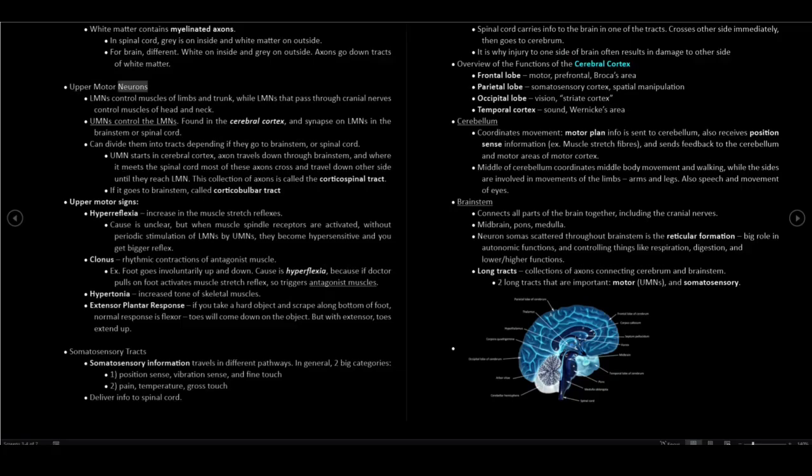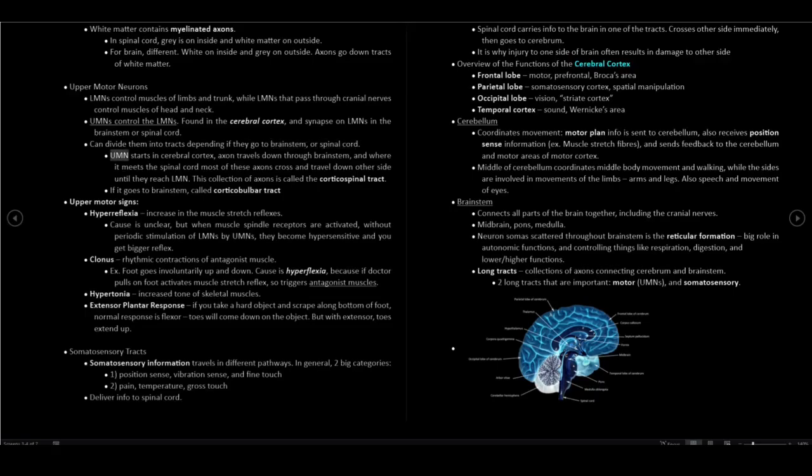Upper motor neurons. LMNs control muscles of limbs and trunk, while LMNs that pass through cranial nerves control muscles of head and neck. UMNs control the LMNs, found in the cerebral cortex, and synapse on LMNs in the brainstem or spinal cord. Can divide them into tracts depending if they go to brainstem or spinal cord.